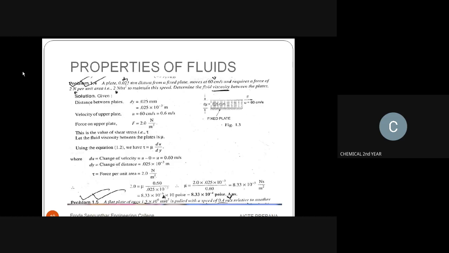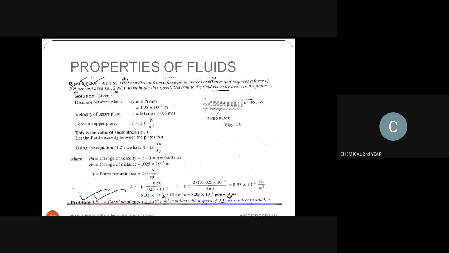So they have given the distance between the two plates. Consider a fixed plate which is 0.025 mm apart from the other plate, right? So here dy is given as 0.025. So what is the force given? Force is given as 2 Newton per unit area. So that is 2 Newton per meter square. For the maintenance of the speed, they require this much amount of force. So you have to determine the fluid viscosity, right?